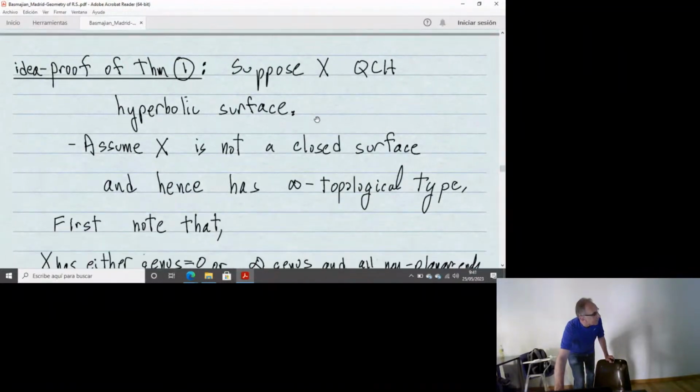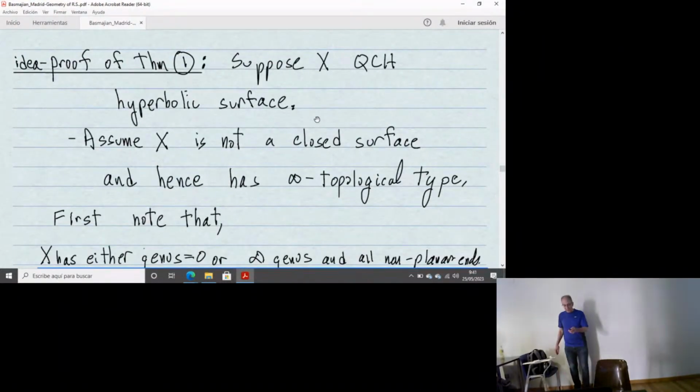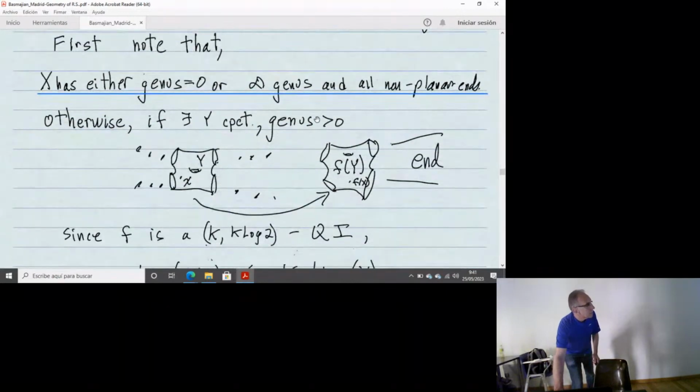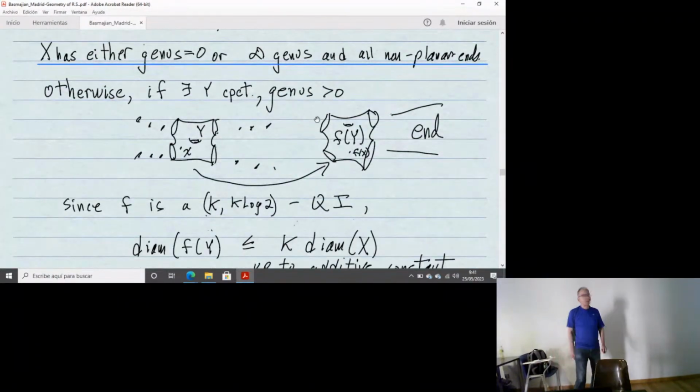So the proof is really easy for this theorem 1. If you start with a QCH hyperbolic surface, assume that it's not a closed surface, because if it's a closed surface, it's definitely a cover of something. So assume it's not a closed surface, so therefore it has to be of infinite topological type. First note that you can't have finite genus. You're either genus 0 or genus infinity.